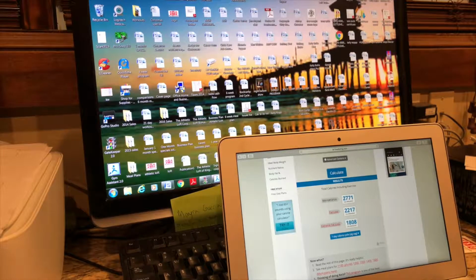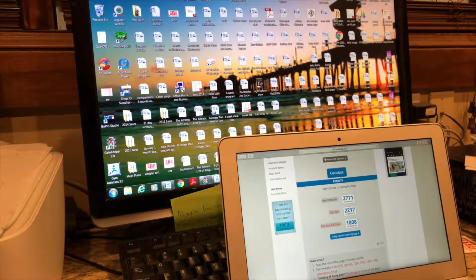So if he wants to stay exactly what he's at, it'd be 2,771 calories. Fat loss is at 2,217. Extreme fat loss, he would go down to 1,808. I would not recommend that. That's extremely low. You can screw up your metabolism dropping that low.